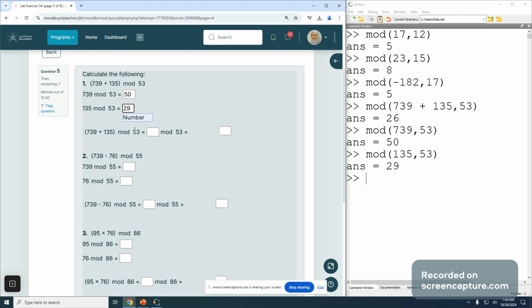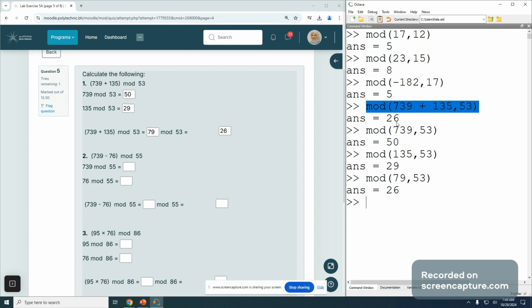Now, what do we have to do with these two numbers? We just have to add them up. So here, if you add them up, you would get 79. 50 plus 29 is 79. And then you end up having 79 mod 53, which you can do in Octave as well. So I just go ahead and replace this with 79. And you get a 26. All right. So the answer is equal to 26, pretty much the same as the one that we did without using the property. So here we didn't use the property, we got 26. Here, after applying the property, we got 26.